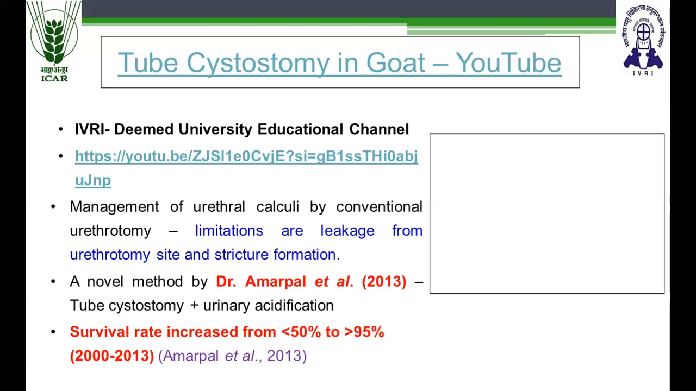we are getting an incidence of about 17%. There was a time, early in the 1990s and 2000, that urolithiasis was treated with urethrotomy, but by the late 1990s, Dr. Amarpal sir and co-workers discovered a novel method of tube cystostomy along with urinary acidification of the calculi through the bladder or through the oral route. This method has revolutionized the treatment of obstructive urolithiasis, such that the survival rate, which was less than 50%, increased to more than 95% after this technique.